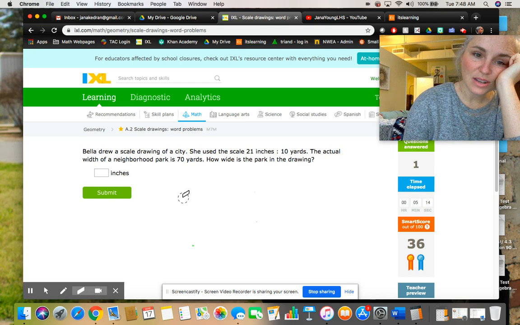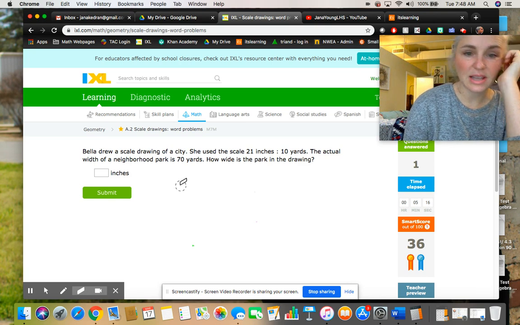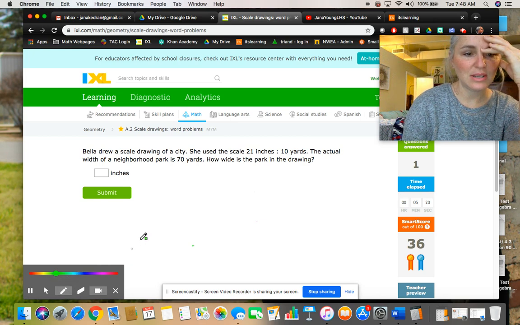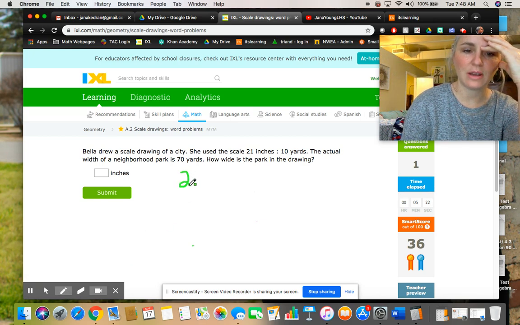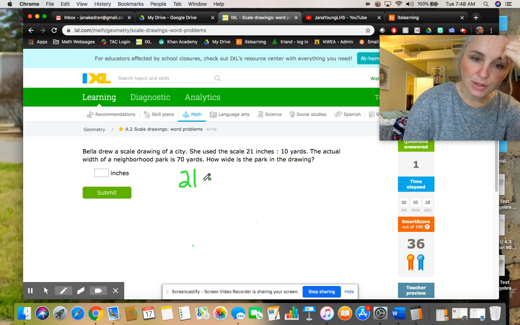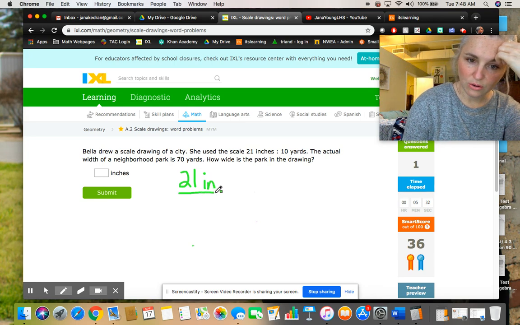Bella drew a scale drawing of a city. She used the scale 21 inches to 10 yards. So as soon as I'm given a scale, I'm just going to go ahead and write that down. I hope you're taking notes through this so that each problem doesn't feel like a brand new problem. So 21 inches over 10 yards.